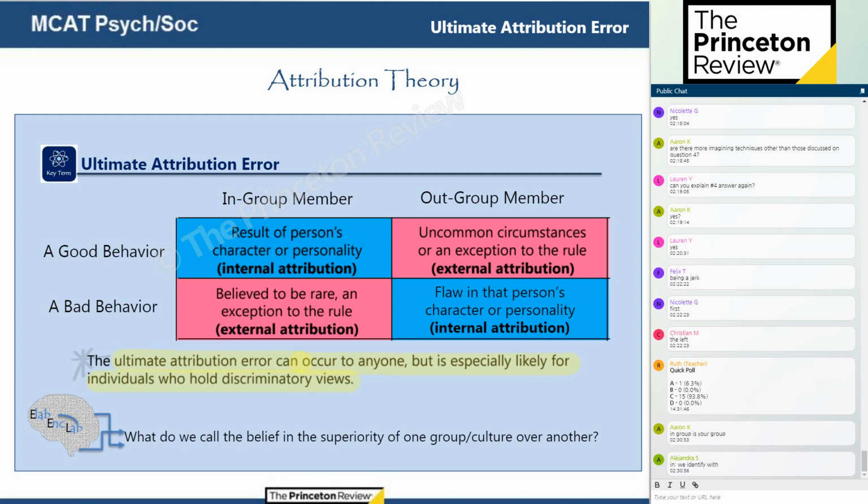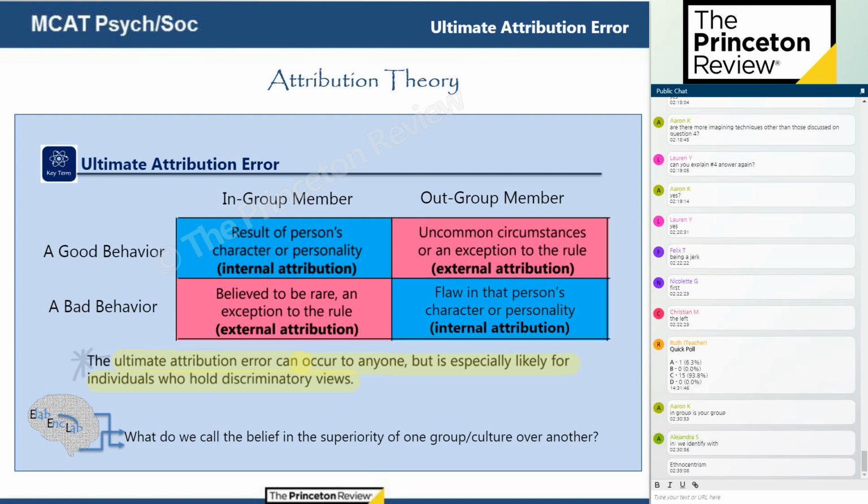Okay, now we got a name for what we call it when people believe that their group is superior over another. We talked about that previous class. What do we call that? Yeah, ethnocentrism. Right? So this ultimate attribution error is also way tied up in ethnocentric thought.